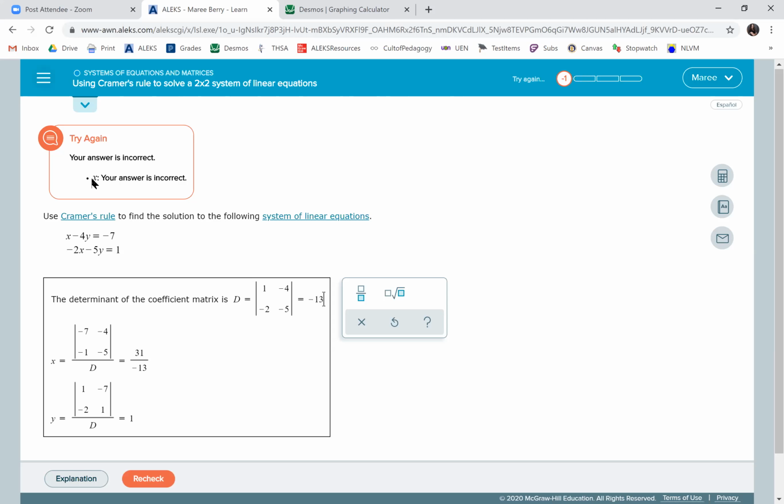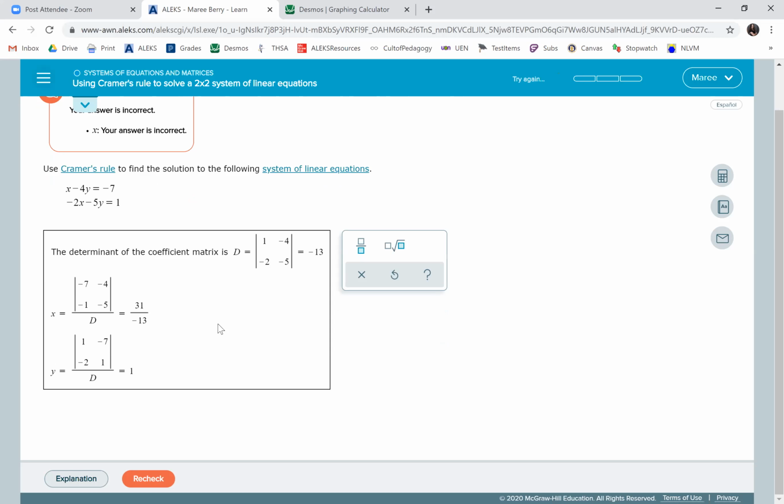Okay, so let's just see. X, your answer is incorrect. So what did we do here? So for x, oh, I know, look, I put my answer, I put that one as a -1, but it's really 1. Okay, so then when we go across, we get 35 minus a -4 is 39 divided by -13. Wait, that reduces to what? -3. Here we go.